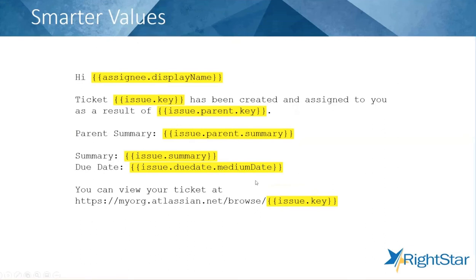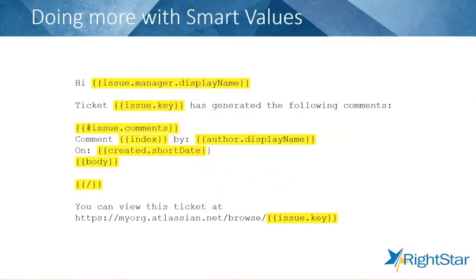So that's basically what I mean by smarter values: understanding that what comes after this dot in the issue can itself be an object. It could be another issue like the parent. It could be a date field. And now we're going to look at one more type of smarter value, which is lists. In this particular case, I'm going to send an email to a manager field, again a custom field. It's a user field, so I'm going to use the display name here.